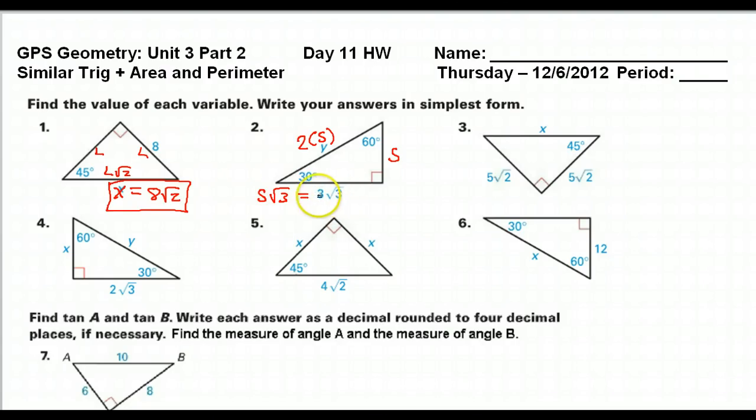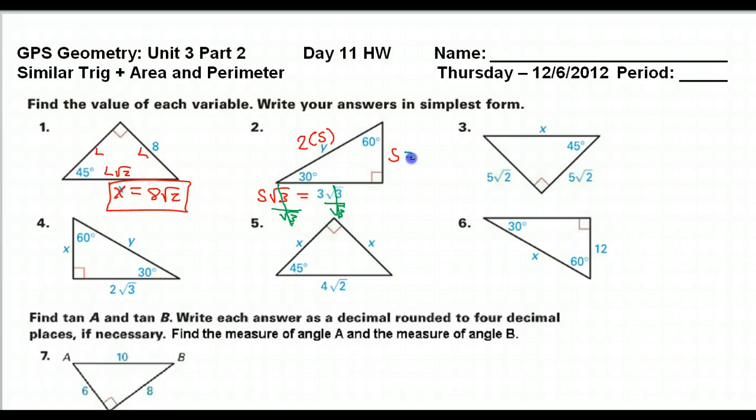So you always have to start with the number that you have, this 3 radical 3. So I can solve this for the short leg by dividing both sides by radical 3. I can tell right now, even without a calculator, that both these radical 3's are going to cancel out. So that leaves me with the short leg equaling 3.